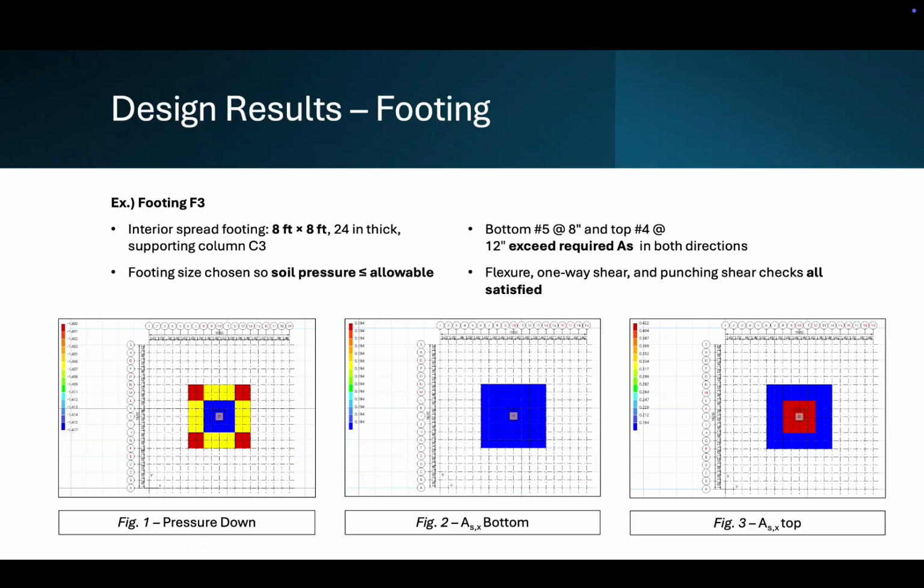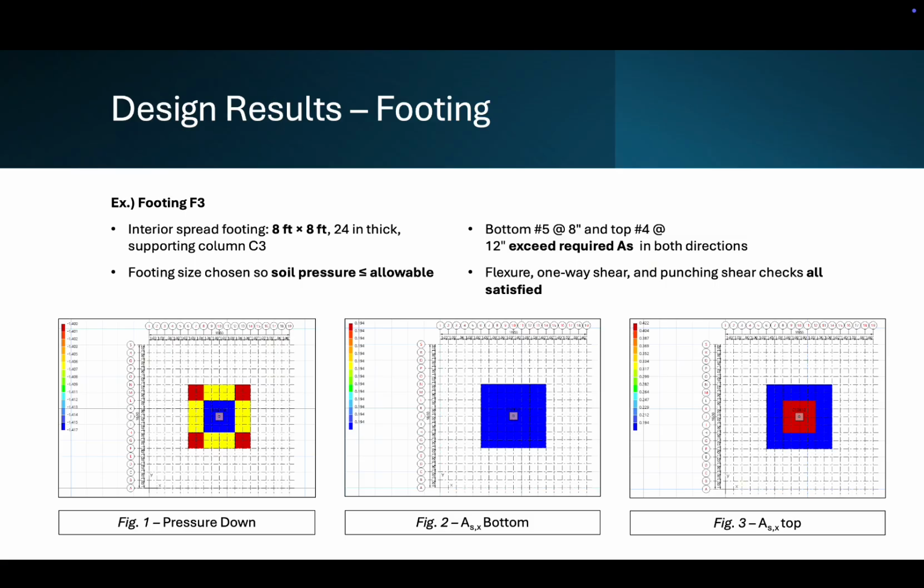So lastly is the design result for footing F3, which supports that interior column C3. F3 is an 8 foot by 8 foot spread footing, 24 inches thick. The combination of dead and live load from the column was used to size it so that the soil pressure always stays below the allowable bearing pressure. And using SP Mats, I checked the bending in both directions and designed the reinforcement being bottom number 5 bars at 8 inches and the top number 4 bars at 12 inches, providing more steel than required in each direction.